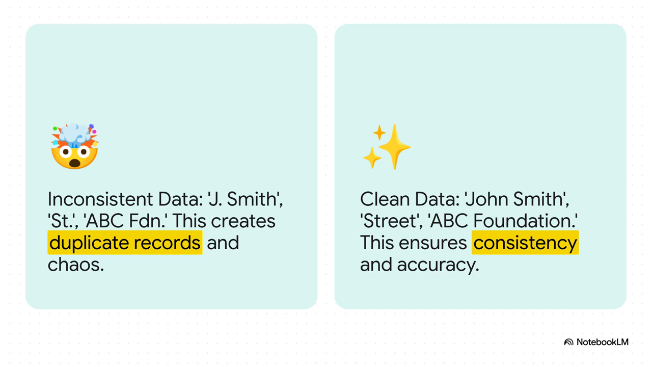And here is a perfect example of why this is so important. I mean, it seems like a small thing, right? Stat versus street, or ABC FDN instead of ABC Foundation. But your database, it sees those as 2 completely different entities. This is exactly how you end up with duplicate records, sending multiple mailings to the same person, and just having a totally chaotic system. The goal is to standardize everything.